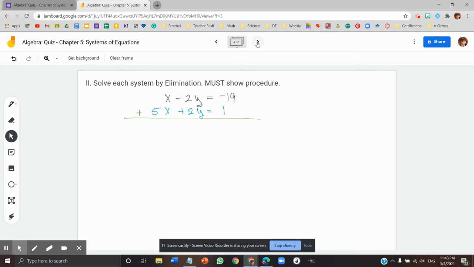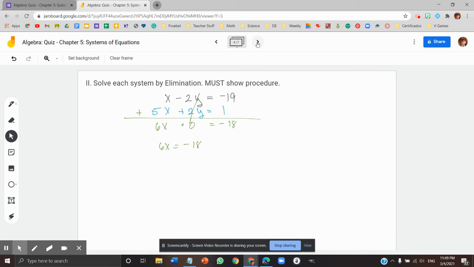And x plus 5x is 6x. And negative 2y plus 2y is going to be 0, so that's going to get canceled. It's going to be 0. I put my equal sign right there. And what do I have on the right side? I have negative 19 plus 1. It's going to be negative 18. And at the end of the day, I'm just going to regroup everything that I have there. I have 6x equals negative 18.